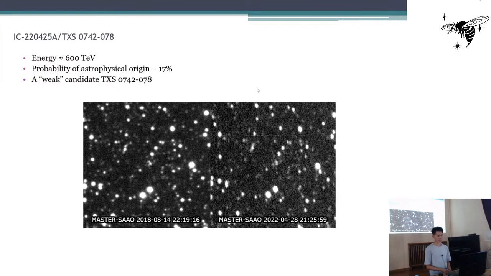Unfortunately, this event is located in the galactic plane, so the effect of galactic extinction is exceptionally strong in this one. The left frame was made 3.5 years before the event, the middle one approximately 3 days after the event, and you can clearly see the flare.